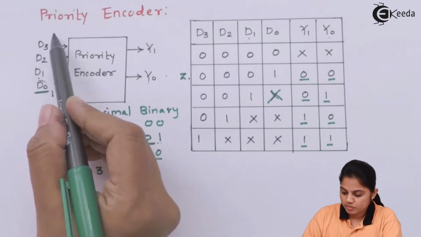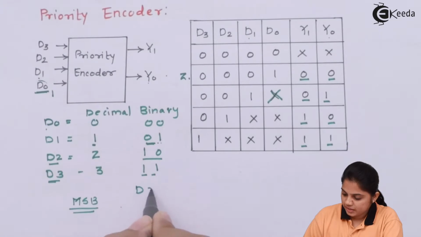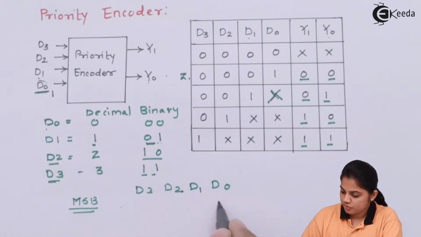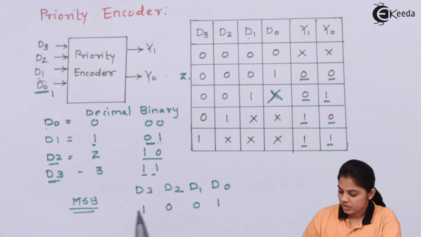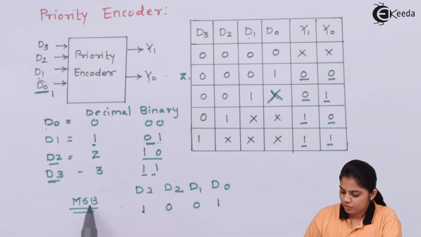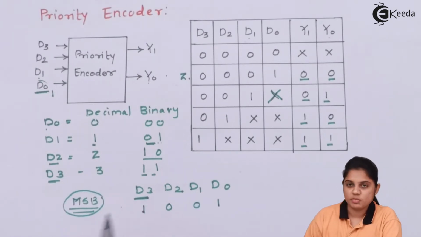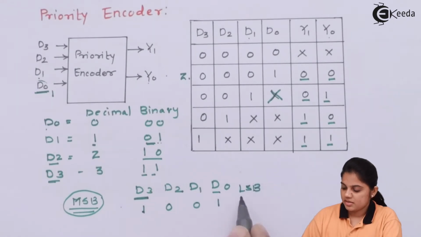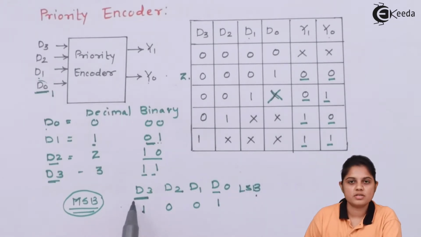That means from these 4, D3, D2, D1 and D0, if D0 has value 1 and D3 also has value 1, where D2 and D1 are 0, 0, then out of these 2, which one can be selected? Here, if you see, D3 is the MSB and D0 is the LSB, that is the least significant bit, and this is the most significant bit. Then priority can be shifted to the most significant bit.